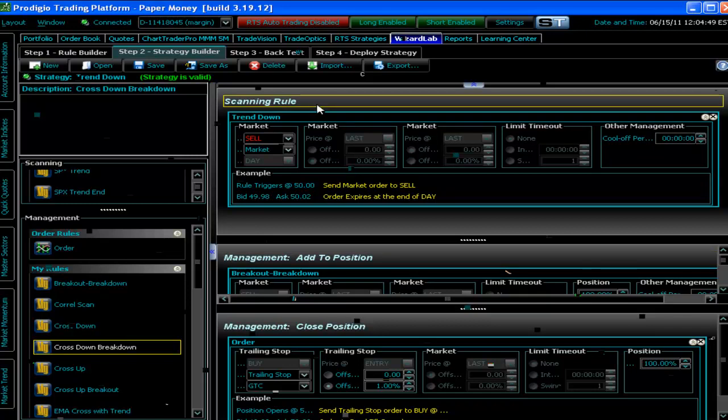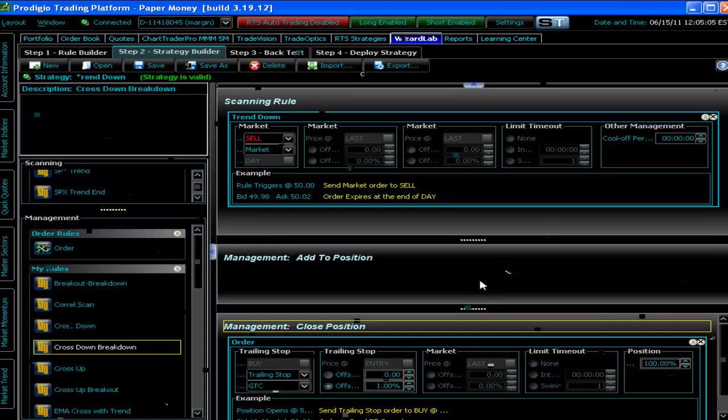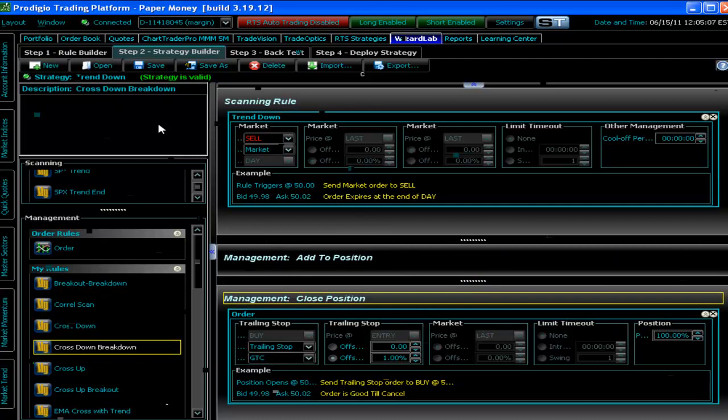The scanning rules are those rules that are getting into the positions, and the management rules are those rules that are getting out of positions. So I've got an example that I've been working on. It's something called trend down. So it's got a very, very simple name. This strategy trend down that I've created, and let me simplify this for a second.